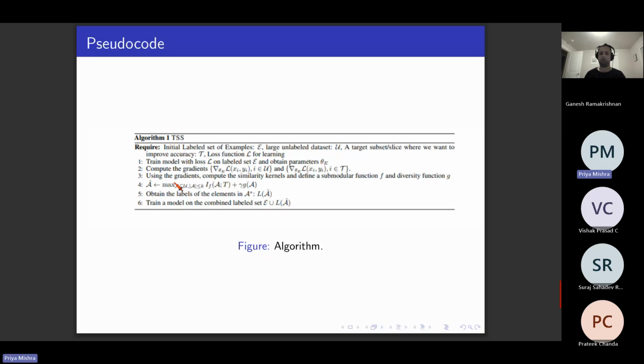So what this diversity function G does is that, if we try to take a set, we will try to take a subset which is diverse in nature. It should not be confined to only some kind of biased classes, and there shouldn't be any bias in them. So we will add this diversity function to try to maximize the inclusion of all kinds of classes in it. And then we will obtain the labels of A cap. This A cap is the data set which is very similar to T, and we will obtain the labels of it, and we will again train the model on it.